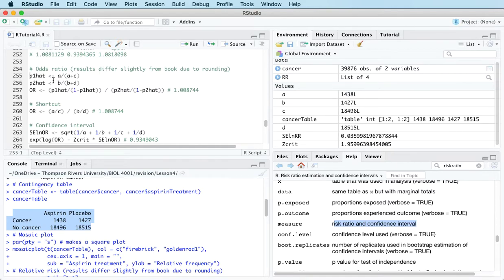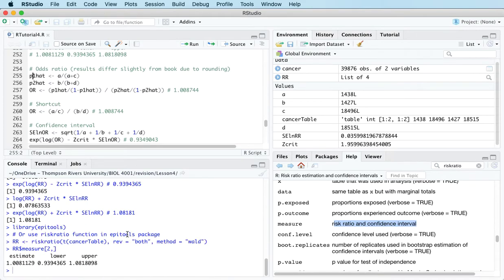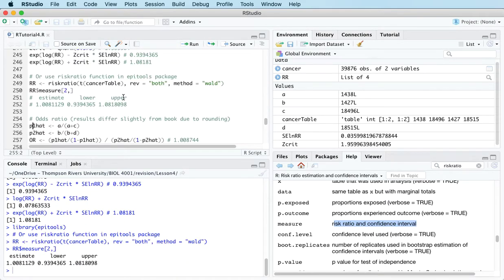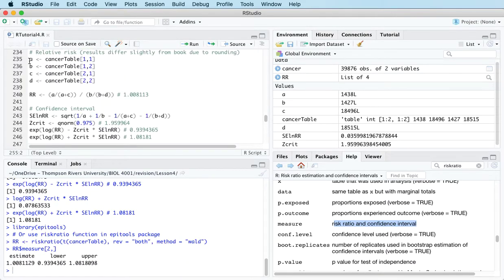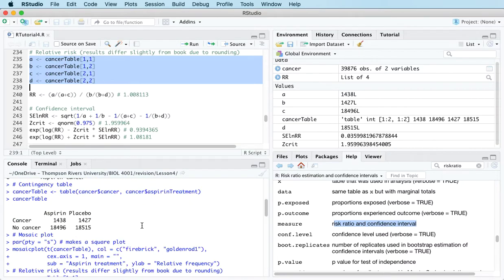And so the way that we calculated this was to break down the table into the different values. So this was our table here, and we call this number A, and we call this number B, and we call this number C, and we call this number D. And then the relative risk was given by this formula here.